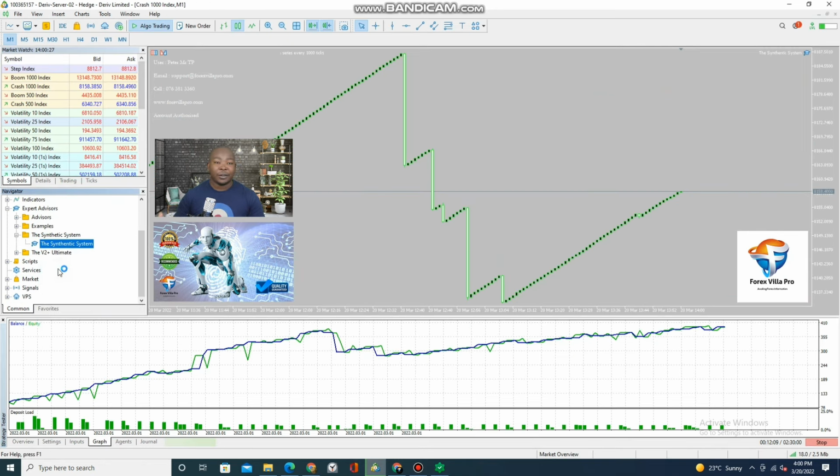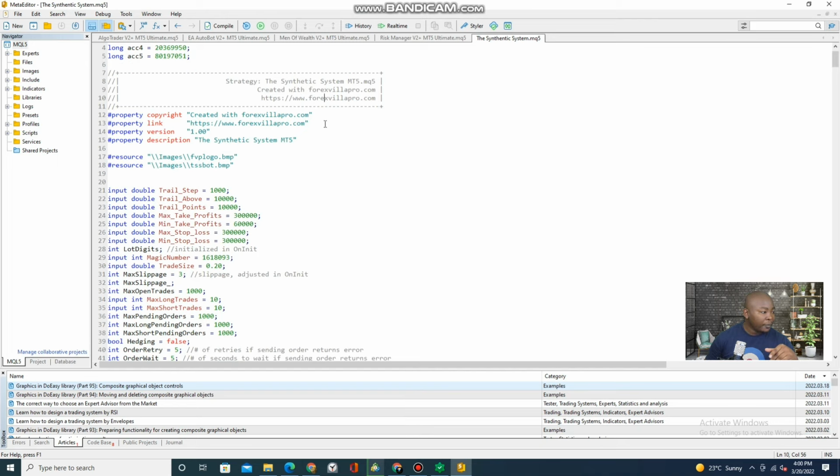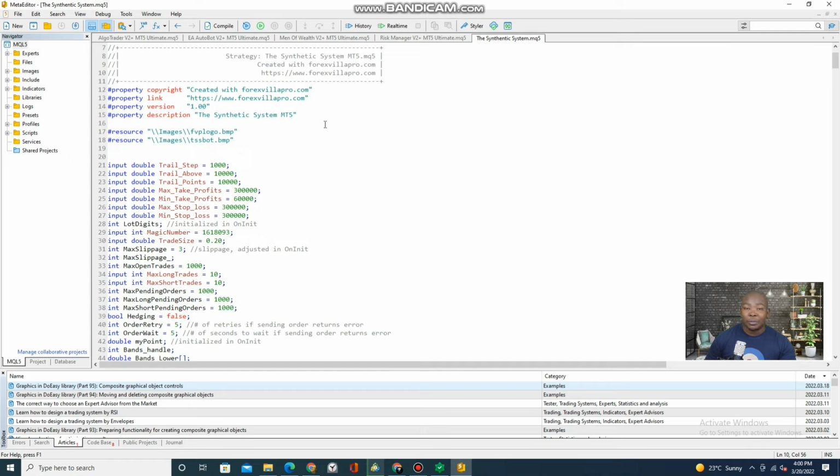So I'm just going to go ahead and open it up for you so that you see what Peter is actually talking about. And by the way, we programmed this ourselves, guys. We programmed this ourselves. So look at that. Strategy is the synthetic system MT5 created with Forex Villa Pro, our software for coding. We don't use Python, by the way. We use MQL.